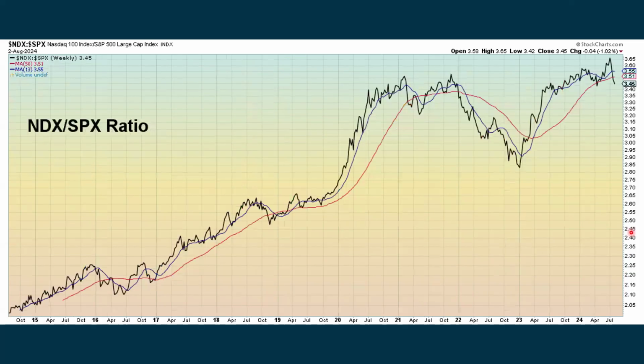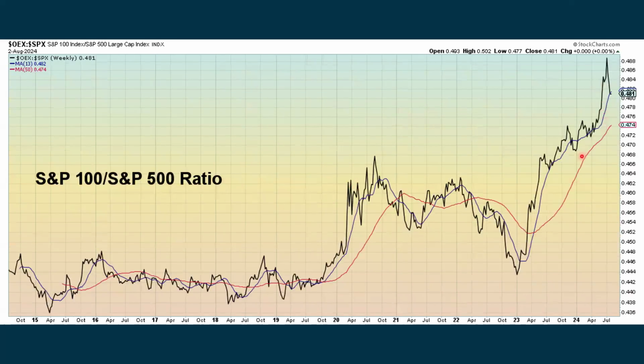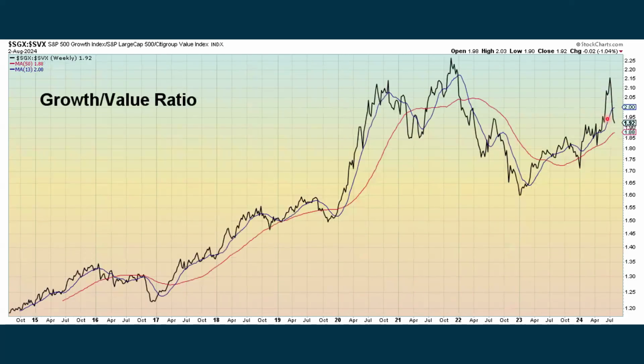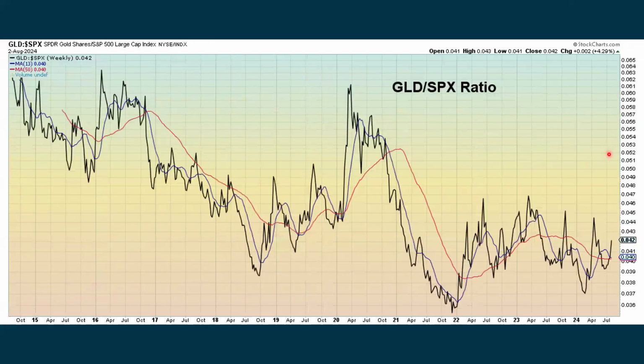We look at the ratio between the NASDAQ 100 and the S&P. Both have been under pressure, but the NASDAQ 100 has been going down more. Longer term, though, the NASDAQ 100 is outperforming. Also, the S&P 100 pulling back against the rest of the S&P 500. And we look at growth to value. It's still in an uptrend, showing that growth is outperforming, but we have been seeing a real pullback lately.